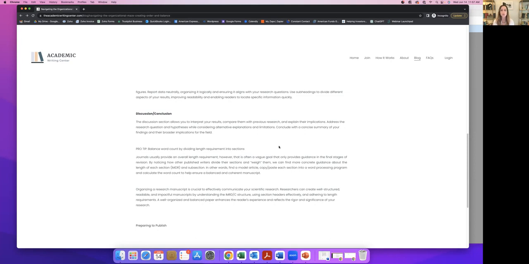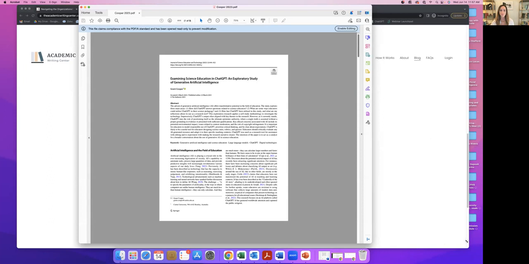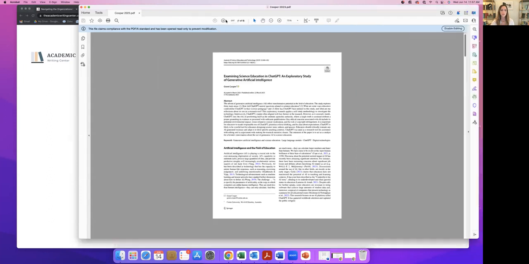If this is something that you're struggling with, you can look to existing articles that have been recently published within your target journal to give you an idea of how to balance the word count in each of these sections. So I'm going to show you an example. Here is an article. Let me zoom in.